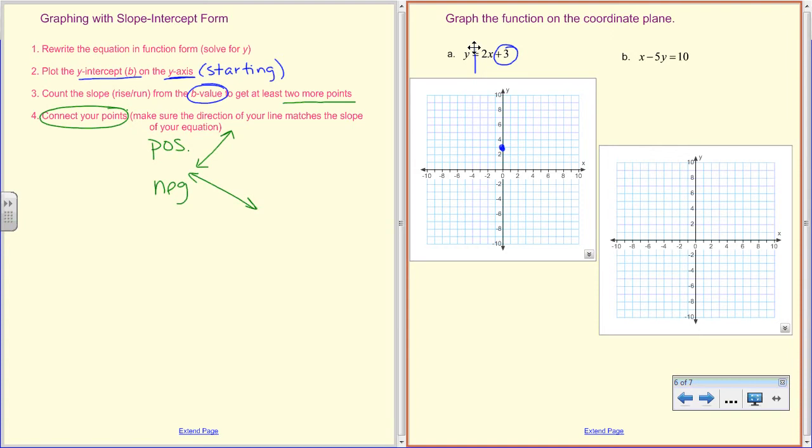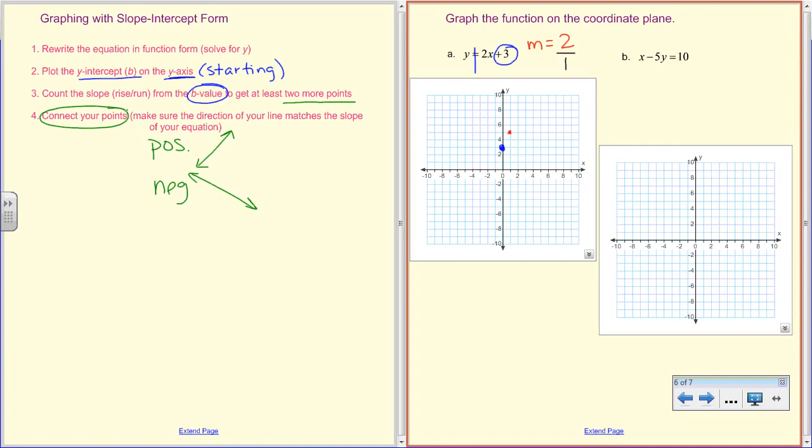It then said to count my slope, so I have a slope of 2. How do I get that 2 as a fraction so that I have rise and run? Kenny? 2. All right, so Mark, now that I know it's 2 over 1, how am I going to do rise and run? Beautiful. Up 2 over 1.